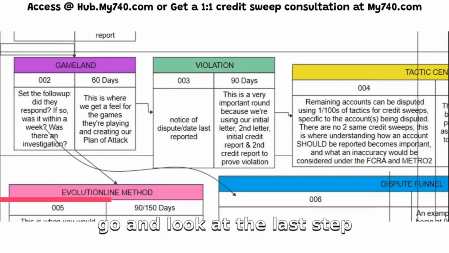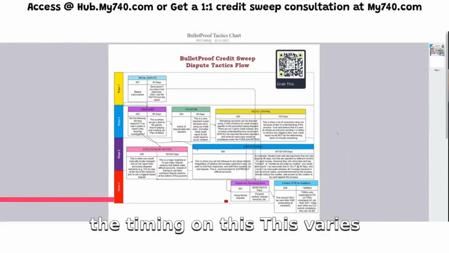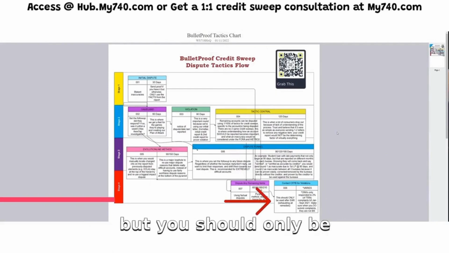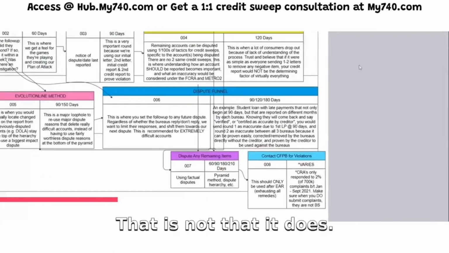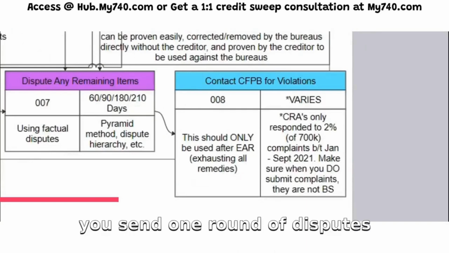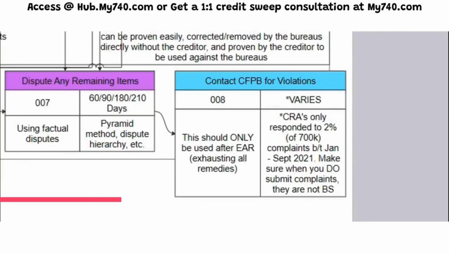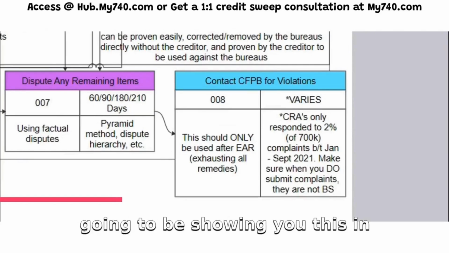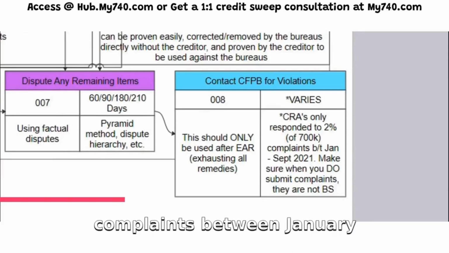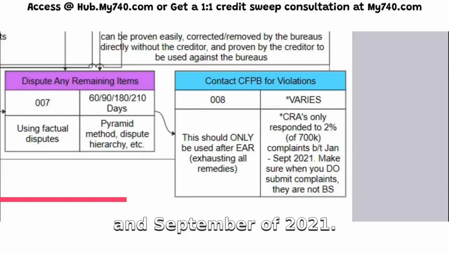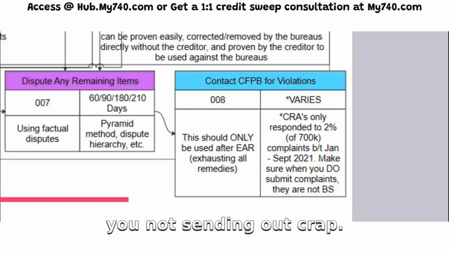Okay, go and look at the last step. Contact CFPB for violations. Okay, and obviously the timing on this varies, but you should only be contacting them after you've exhausted all remedies. It does not mean you send one round of disputes and now you're all of a sudden with the CFPB. No, and guess what? There's an article, and I'm going to be showing you this in the next video. The CRA has only responded to 2% of 700,000 complaints between January and September of 2021. Make sure when you do submit your complaint, you're not sending out crap, okay?